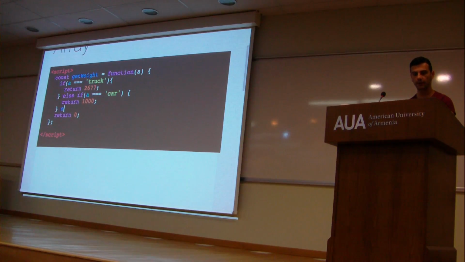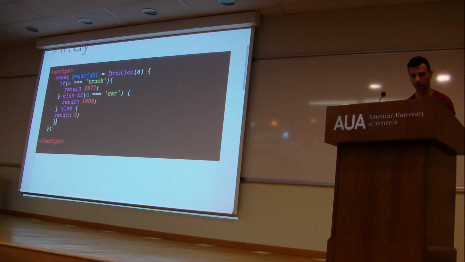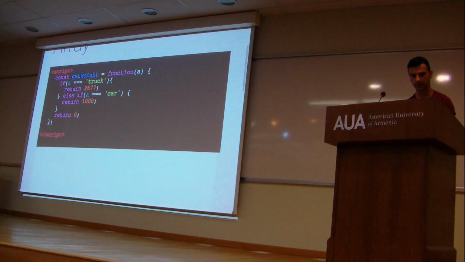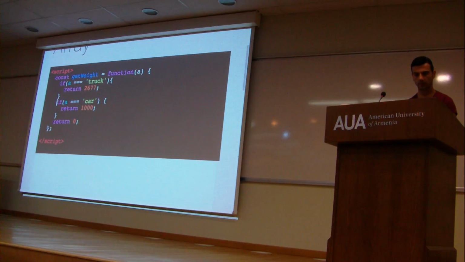You could do this, you could also do this, and you could also do this. All of these are okay. Why? Because the moment you return, you stop anyway. If we pass truck, it would return this, and that's it. Done. It would never even look at this code. If it's not truck, you'll look at car. If it's car, it returns 1,000. Done. If it's not, then it just returns 0.